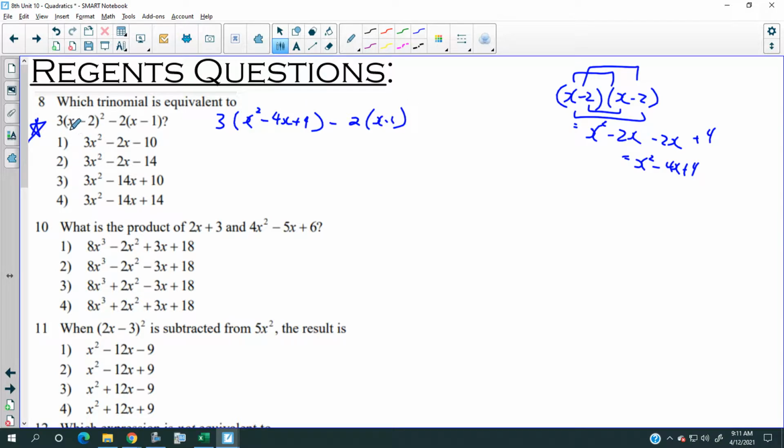Okay, so everything that changed so far is this. Now I'm going to distribute it on both of them. All right, 3x squared times negative 4x, that's negative 12x, plus 3 times 4 is 12. So far so good. That took care of the parentheses on the left side. Let's keep going. Negative 2 times x is negative 2x. Negative 2 times negative 1 is positive 2. Now let's combine like terms.